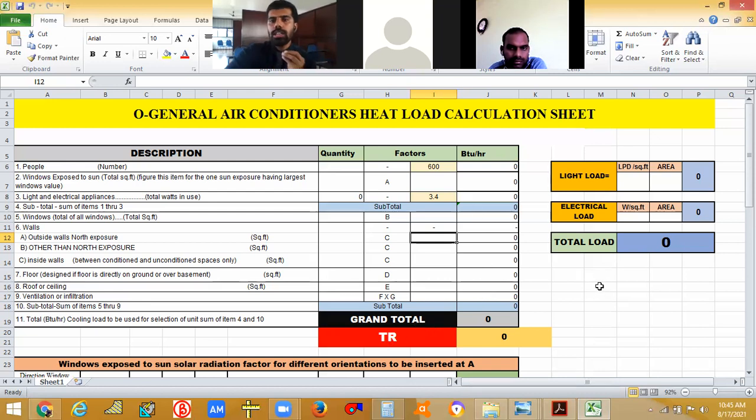So you know that 1 ton is equal to 12,000 BTU per hour, right? So we'll be calculating how much heat is being produced or released by different equipment, by people, by windows, by walls. Okay, we are going to see from different areas or items the amount of heat which is being generated. Then we'll be adding all those things.